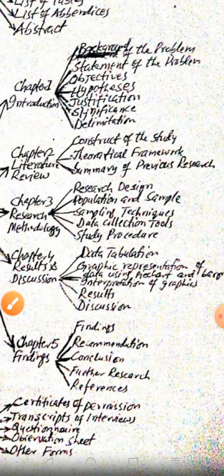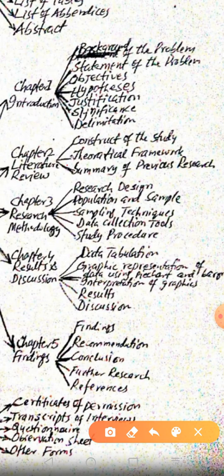In chapter number 2, usually it is one chapter, but what do we do? We also explain the theoretical framework, because every research has a theory or model, and this has to be explained. Then a summary of previous research. We critically analyze the literature available on the same topic we have been investigating.